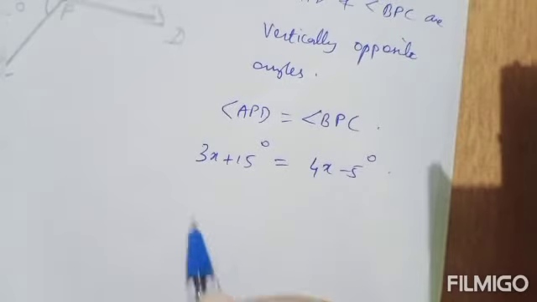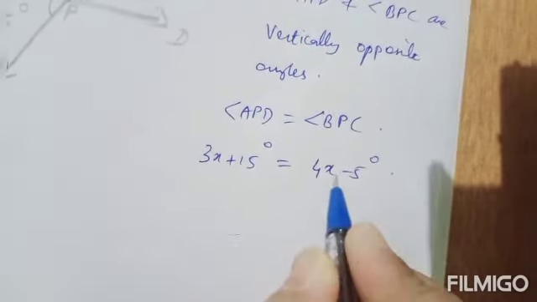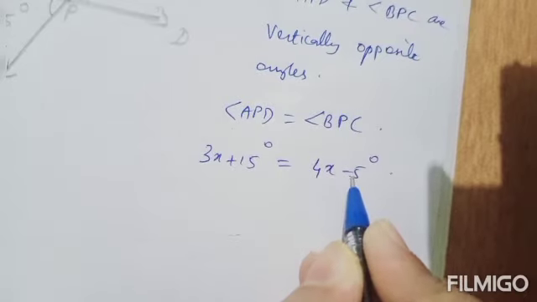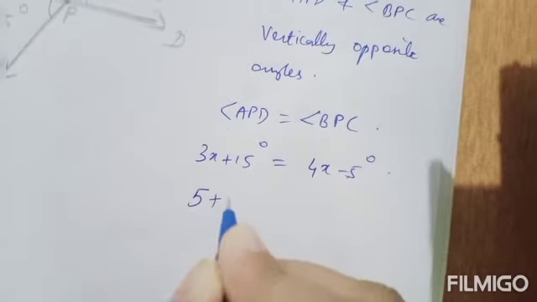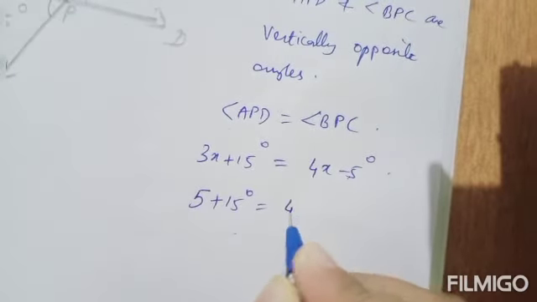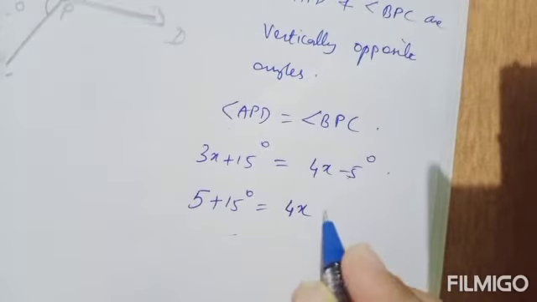Now variables we can bring to one side and numbers we can take to the other side. So let us bring this minus 5 to the left side, so that will be positive 5. 5 plus 15 degrees equals 4x. This 3x let us take to the other side, the right side. So what will we get?